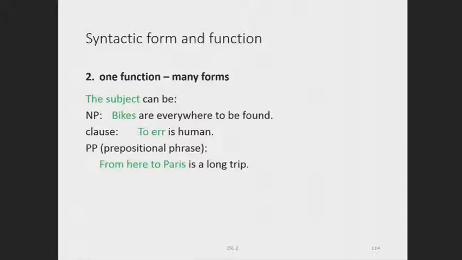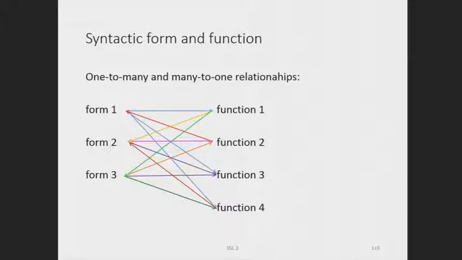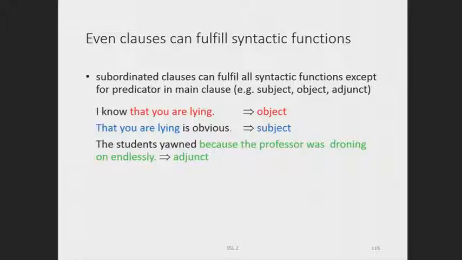And the same goes the other way around. One function, the subject, can be filled by many forms. Like the bikes, but I can also have a clause like to err is human. And then to err, the entire clause, functions as the subject in that sentence, right? And even prepositional phrases like from here to Paris is a long trip. I have a prepositional phrase headed by a preposition, but it's the subject. So, many different forms can fulfill different functions, and many functions can be fulfilled by different forms. We said that actually. And sometimes clauses are adjuncts, obviously, especially dependent clauses.